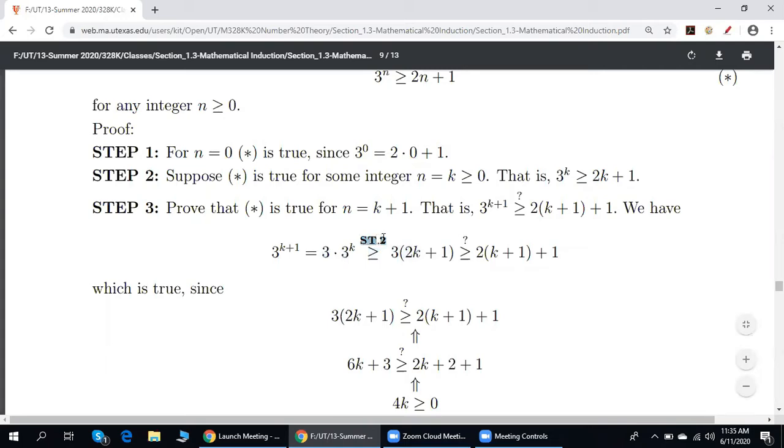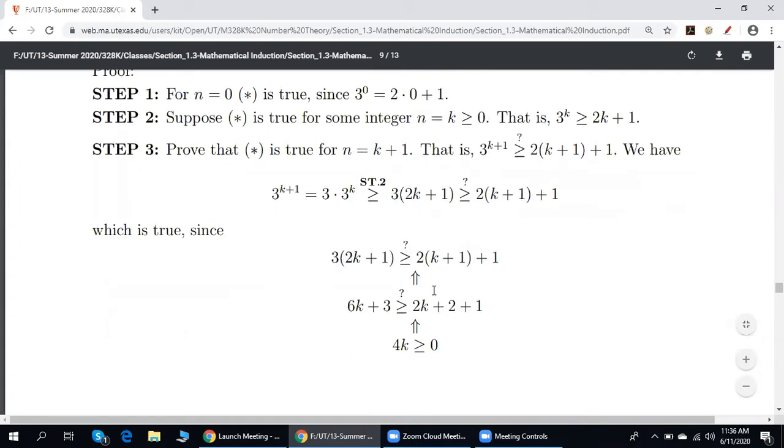So, by step 2, the left-hand side, which is over here, is greater or equal to 3 times 2k plus 1. But what we need is this. We want to prove that 3 to the k plus 1 is greater or equal to this. Therefore, what is left is to prove that 3 times 2k plus 1 is greater or equal to 2 times k plus 1 plus 1. We copy this over here.